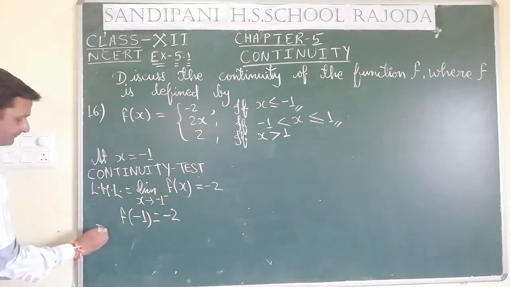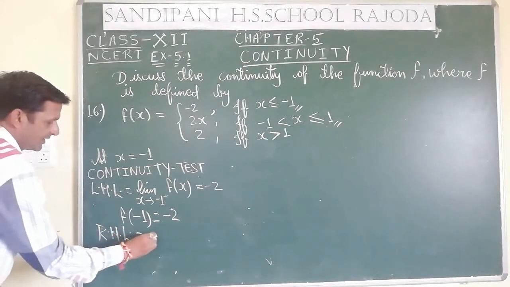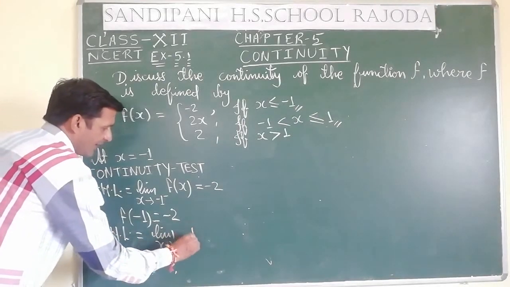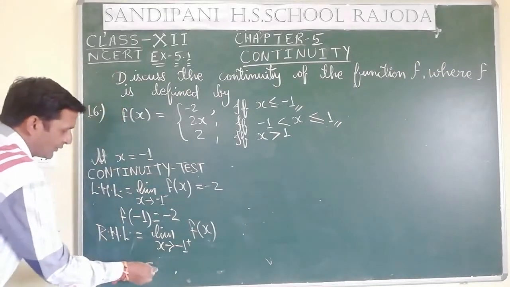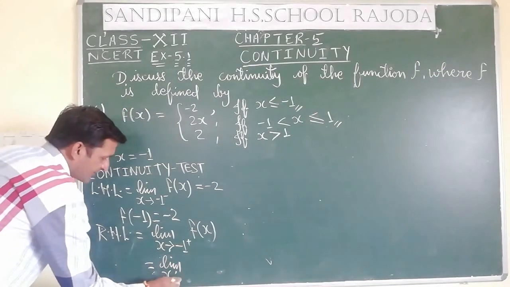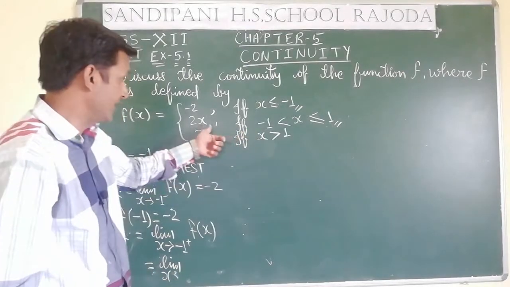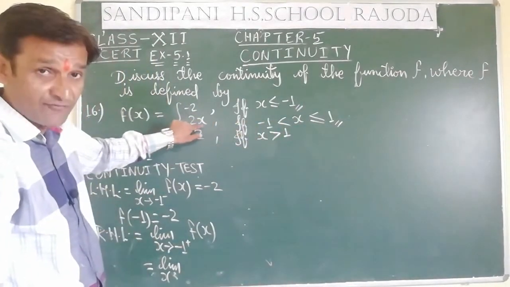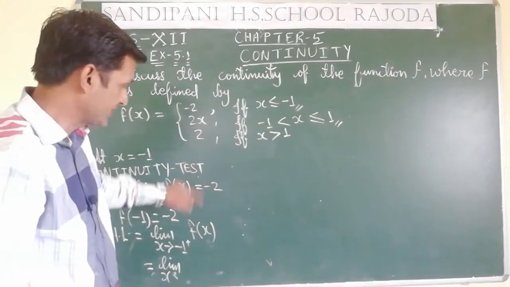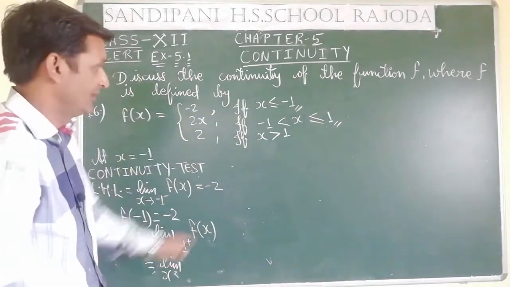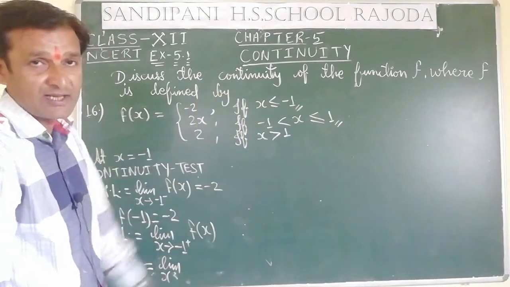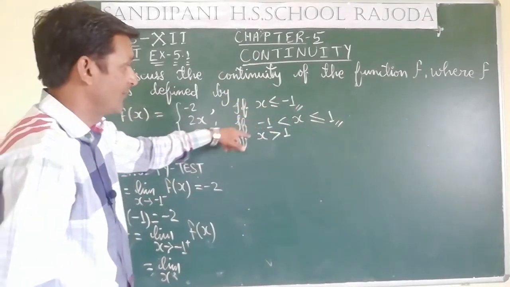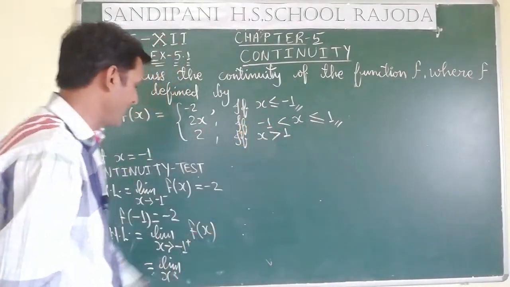For RHL, limit x tends to minus 1 plus f of x. Why are we solving it further? Because here x is there for x greater than minus 1, x is in the function. So we have to put in place of x minus 1 plus h, because at minus 1 we are discussing. Minus 1 plus h will be applicable for this part, because it is the RHL part, minus 1 plus h, remember this thing.